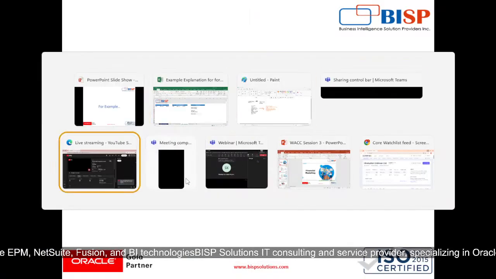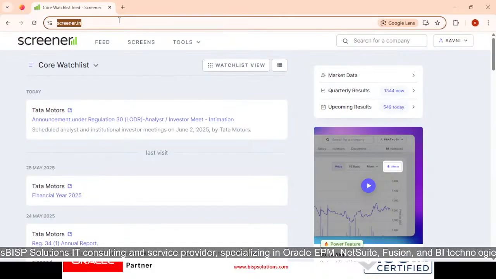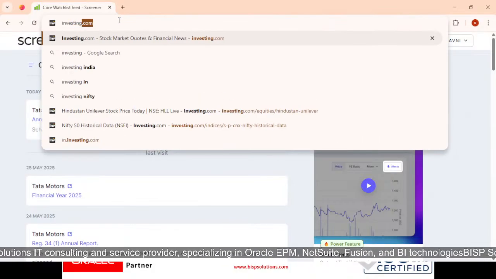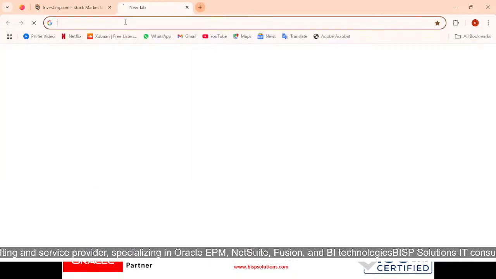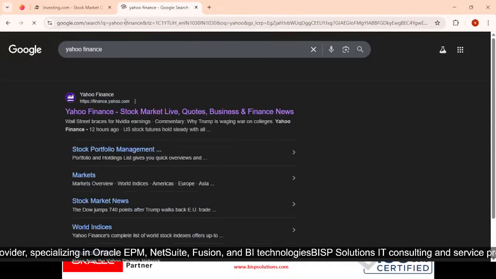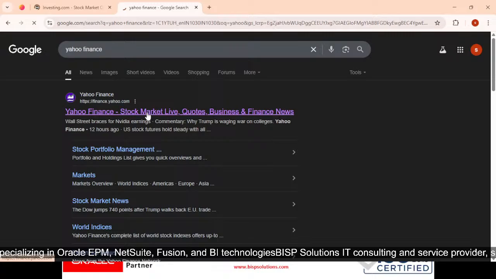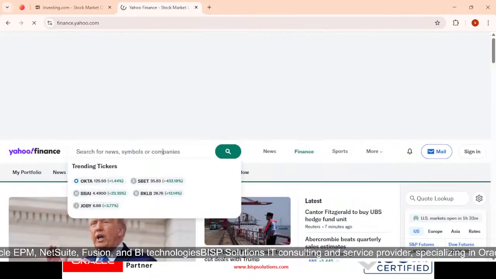We have to go to our screener.in, but before opening screener.in, we can do one thing. We can take our data from investing.com and Yahoo Finance also. In this Yahoo Finance, we will be getting all the data. I want my Hindustan Unilever.